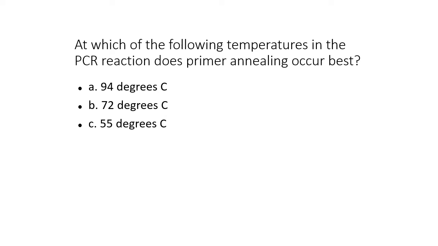Okay. At which of the following temperatures in the PCR reaction does primer annealing occur best? 94 degrees, 72 degrees, 55 degrees. Yes, 55 degrees.